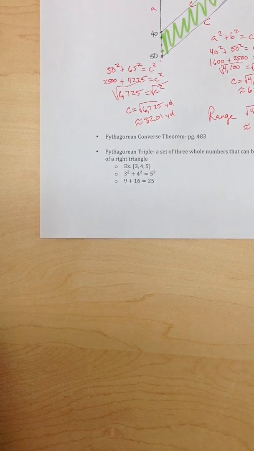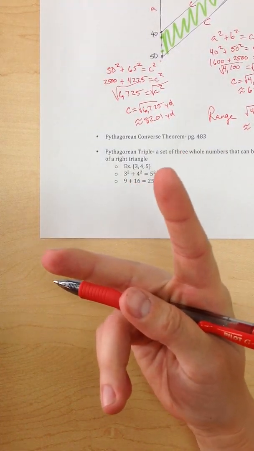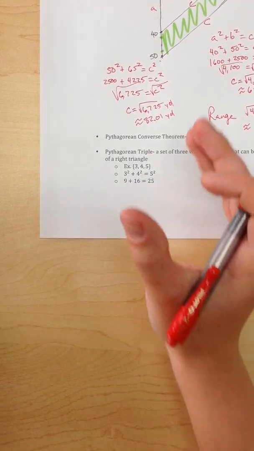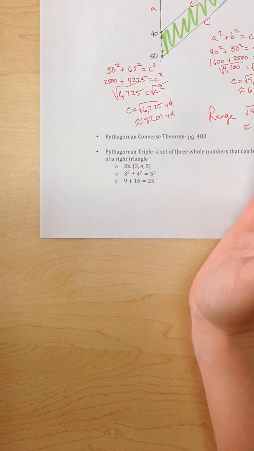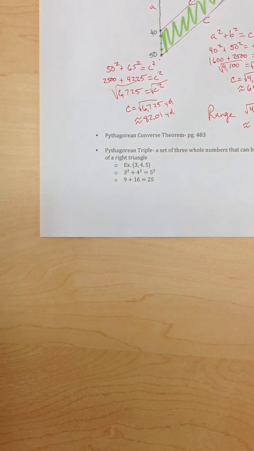Alright, next thing here is the Pythagorean converse theorem. Remember, converse is basically just taking an if-then statement and flipping it around. Like if something, then something. So what we want to do is take the back part, put that in the front, and the front part in the back, and that's the converse. So just switching the order of those two things.